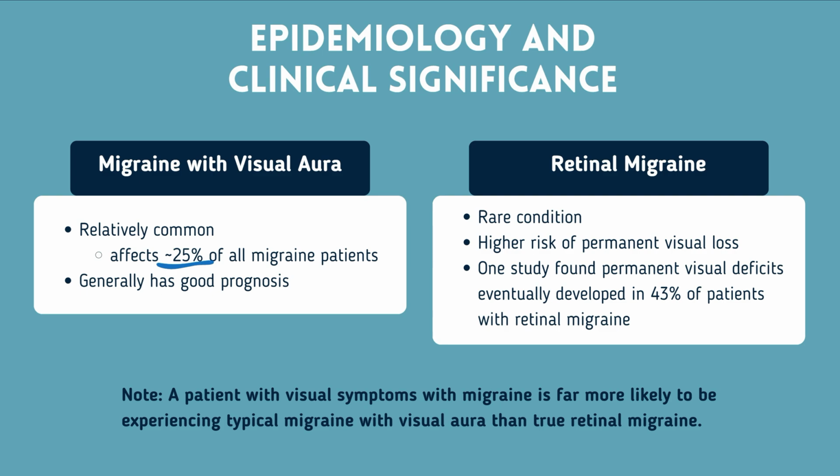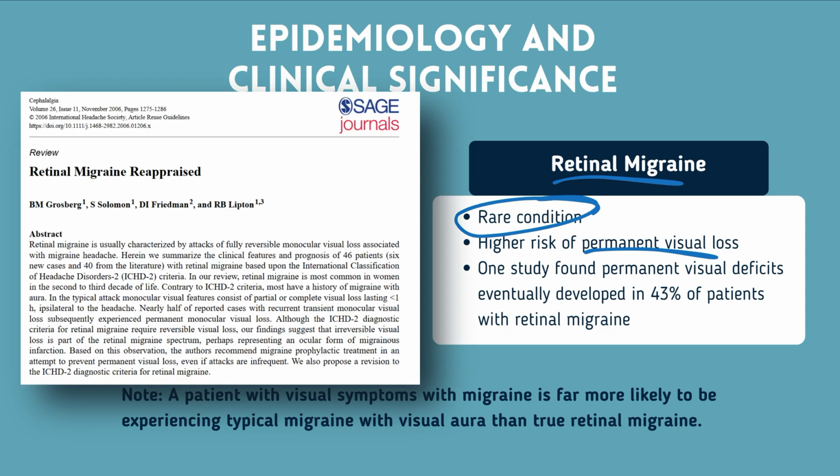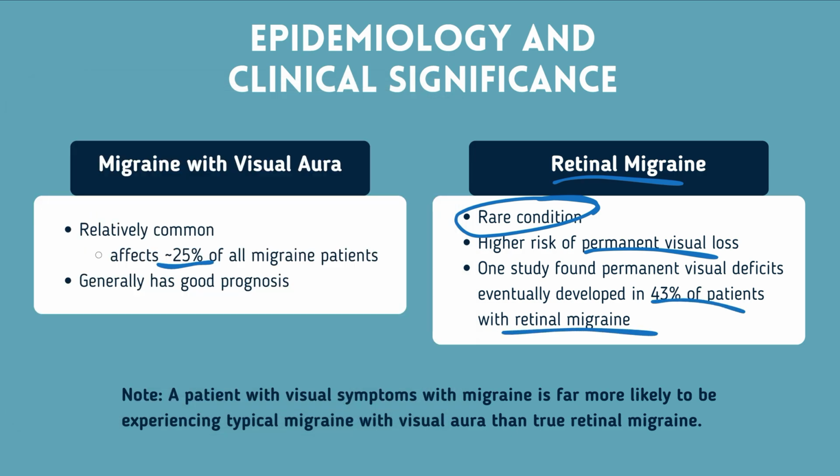In contrast, retinal migraine is rare. The exact prevalence is difficult to determine due to the inconsistent use of diagnostic terminology and criteria, but it's definitely much less common than migraine with visual aura. However, retinal migraine may carry a risk of permanent visual loss, which makes its correct identification clinically important. One concerning study found that permanent visual deficits eventually developed in approximately 43% of patients with retinal migraine. That is a significant number.